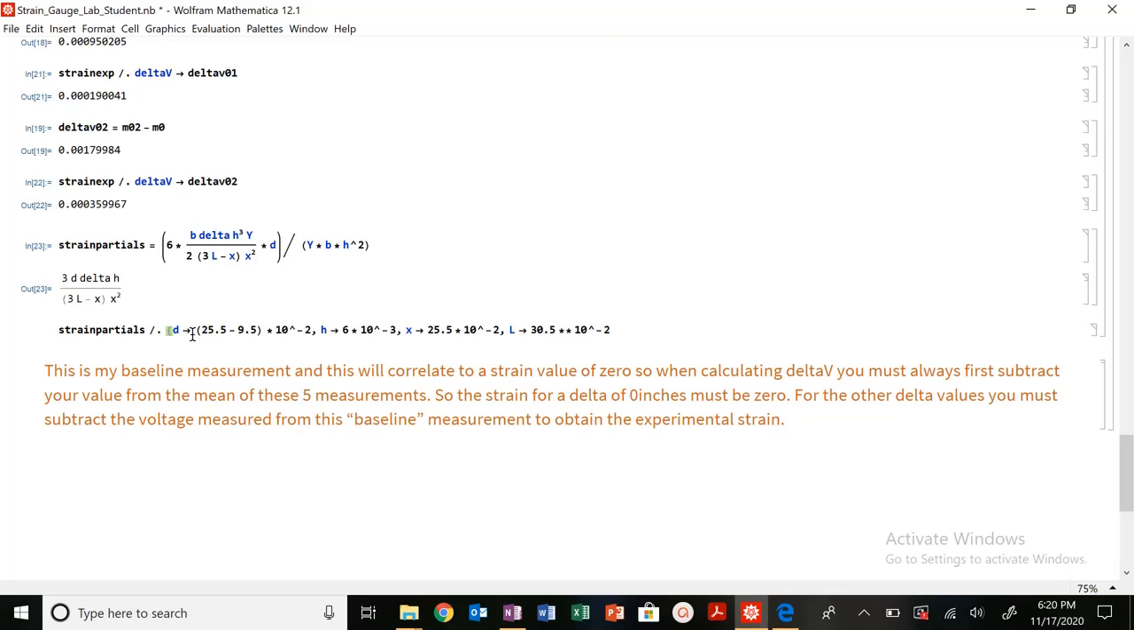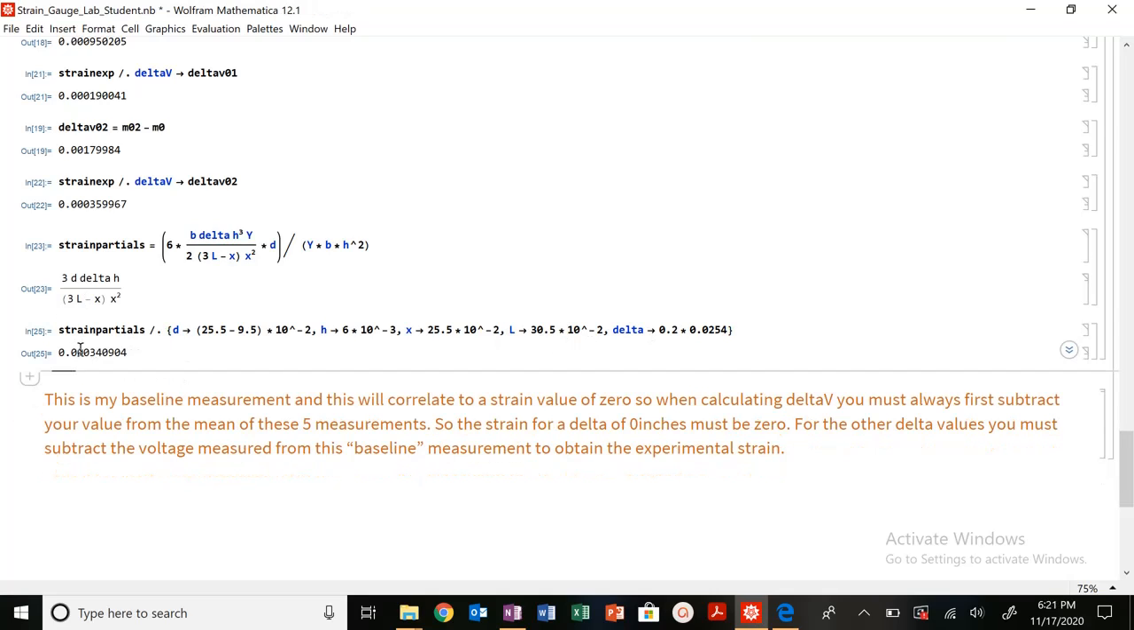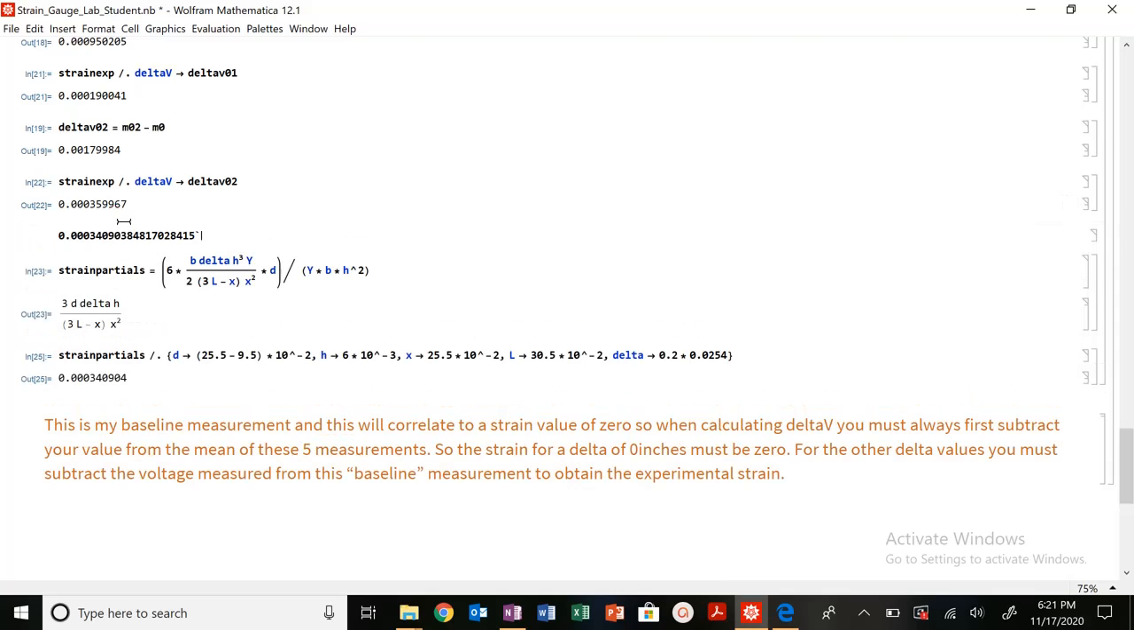And what else do we have in here? D, and then our delta, of course. So delta is going to go to, for this particular instance, 0.2 inches times 0.0254 to convert to meters. And, oops, I think I have too many. Don't want that. And so this is our value. So you can see right here, this theoretical strain is pretty close to this experimental strain derived here. It is within error bars. That's what you're going to have to figure out.